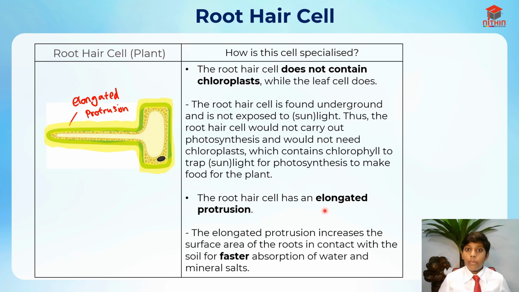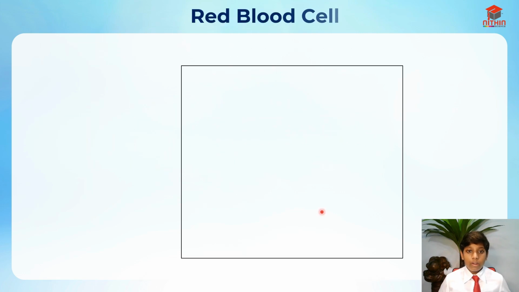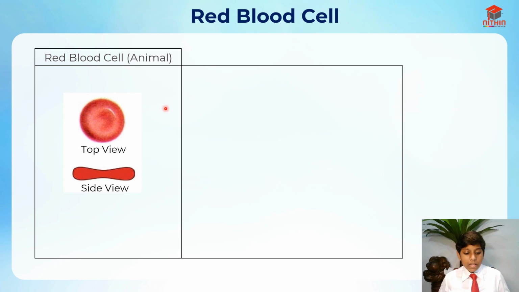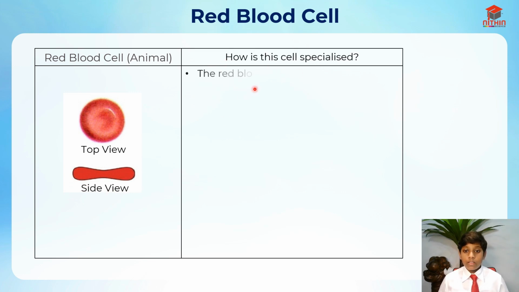Now let's move on to the red blood cell. The red blood cell is an animal cell, and this is the top view and this is the side view. So how is this cell specialized? We know this: the red blood cell does not contain a nucleus. So why is that so?